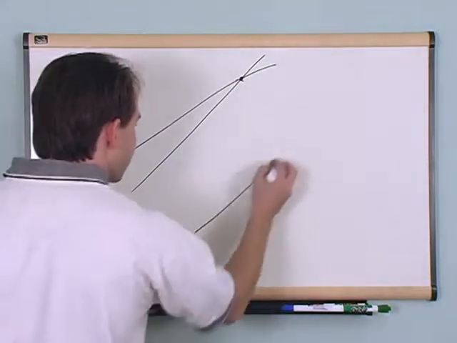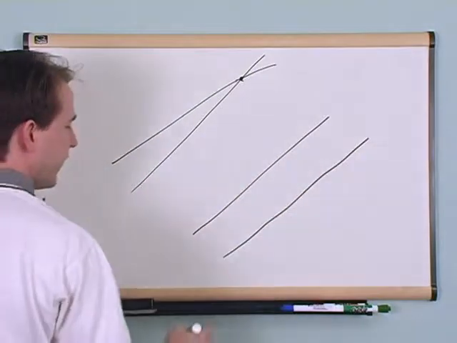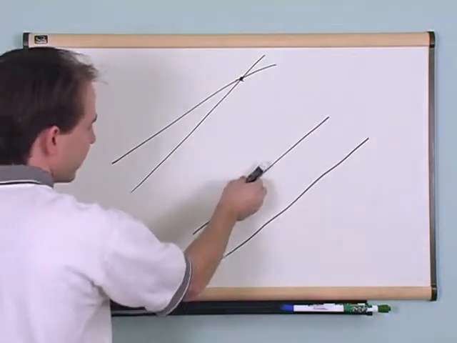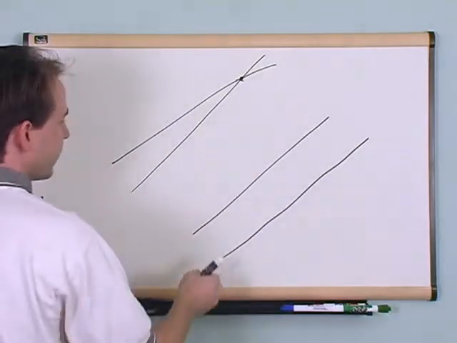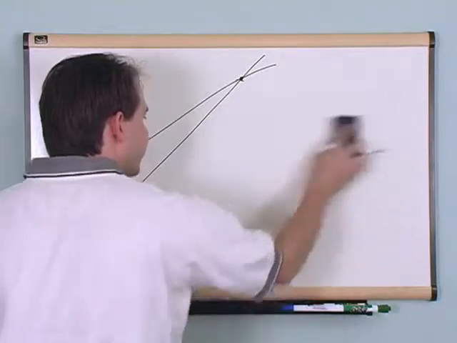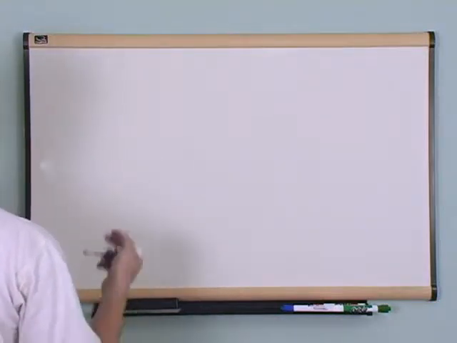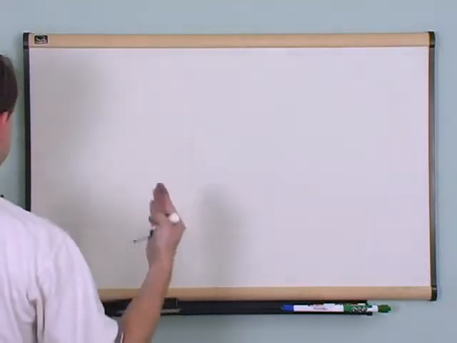But if you have a line like this and another line that's parallel to it, they never intersect. The only way this can be true is if the slope of this line is exactly equal to the slope of this line. Well, then they'll go on and on forever. That's how you describe when two lines have a slope equal to each other. You say that they're parallel.